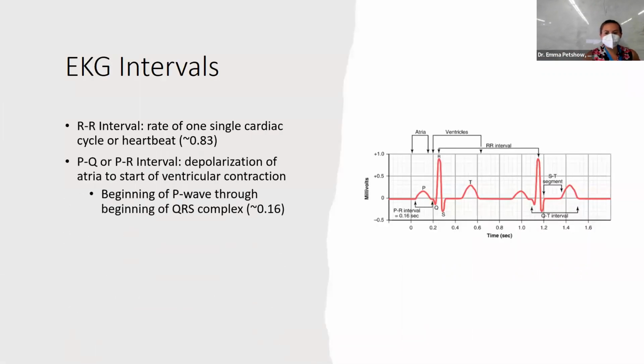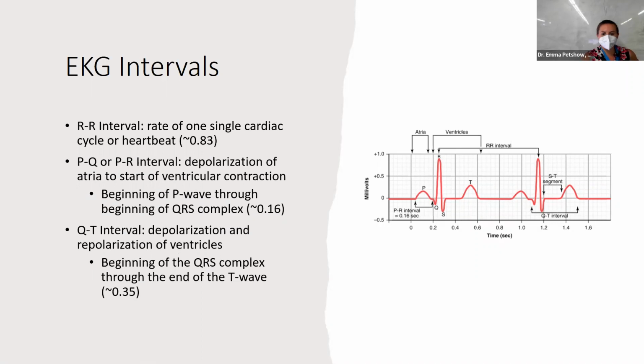So some intervals that will be important to just understand. Your R to R interval is referring to the top of a QRS complex to the top of the next QRS complex. This is the rate of one single cardiac cycle or heartbeat. It can be used to calculate a heart rate if consistent, right? If it's a consistent beating heart, it's regular, not irregular, you could use an R to R interval to calculate a heart rate. The P to Q or P to R interval, from the beginning of your P wave to the beginning of the QRS complex, represents your depolarization of the atria to the beginning of ventricular contraction. I do have normalizations like the times 0.16, but I doubt you'll need to know that for exam. It's really on there for reference.